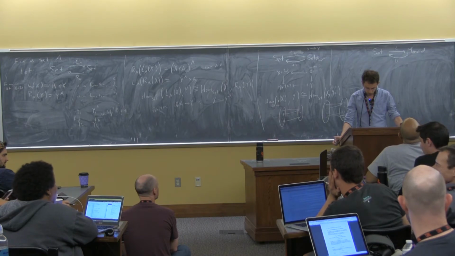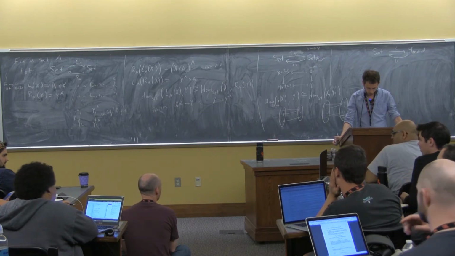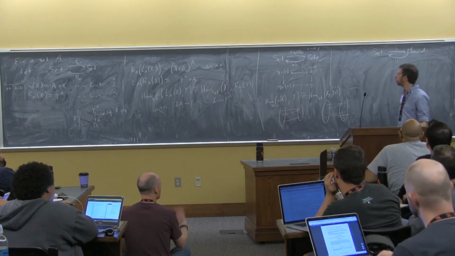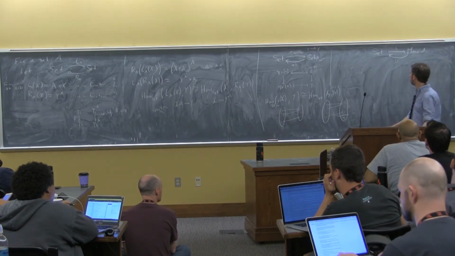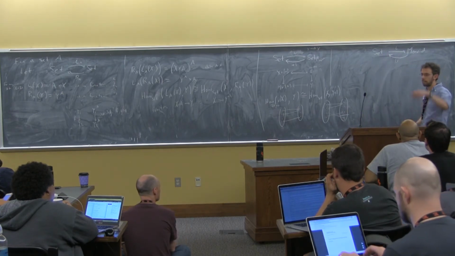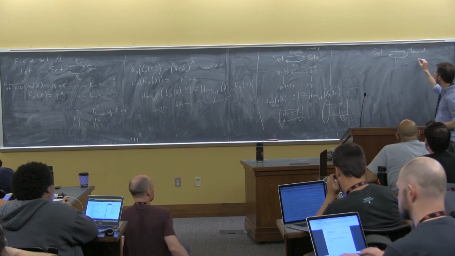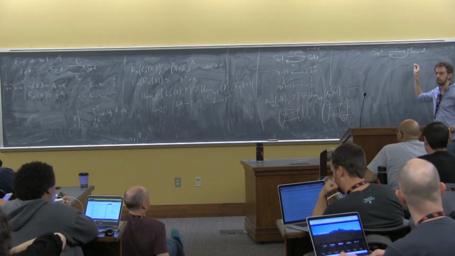So it's good to know that you don't always have to have this forgetful structure. This one takes a set, like ABC, and gives you the monoid of all lists in ABC.